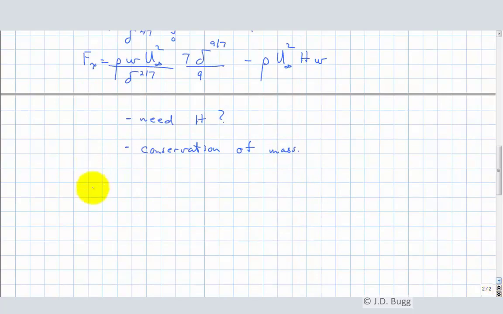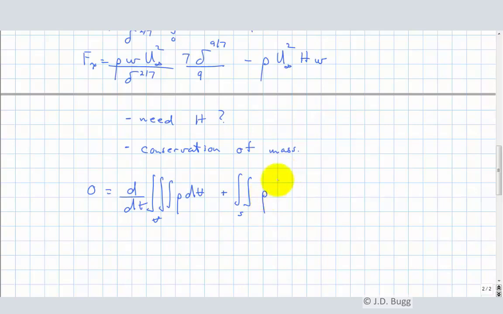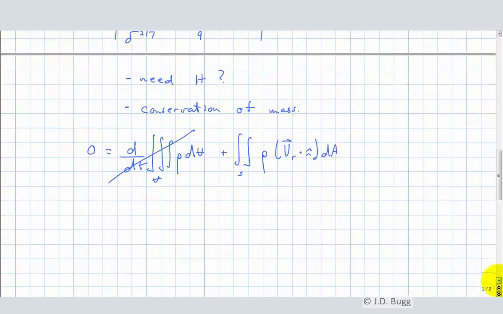So the general form of the conservation of mass equation is what we always start with. It says 0 equals the rate of change with respect to time of the mass in the control volume, which is the integral over the volume of rho dV, plus the integral over the surface of rho times VR dot n dA. Again, it's a steady problem. It was steady for conservation of linear momentum, so it will certainly be steady for conservation of mass.